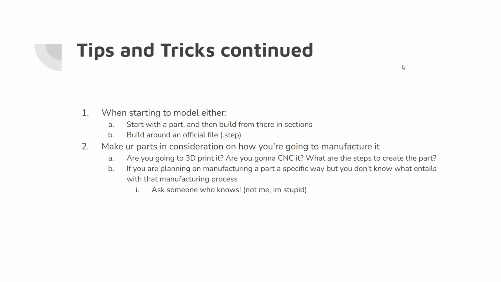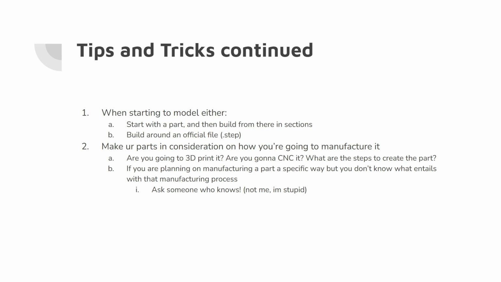So when starting a model, this is a tip from Edison. Either start with an individual part, so don't start with an assembly. Start with a parts file, or build around an official set file. There are official files of the parts we buy, so you can find them online, like a motor or a wheel, and you build around it in an assembly. So those are the 2 ways. I always start with a part. He does it with an assembly.